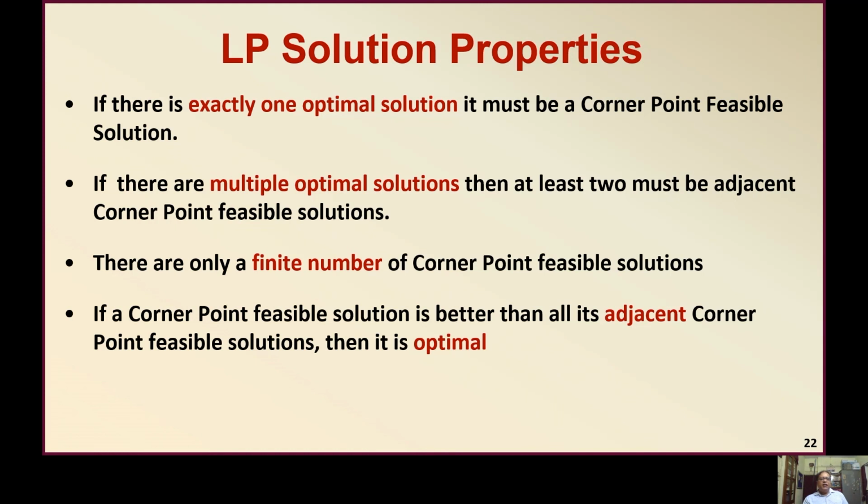If there is exactly one optimal solution, it must be a corner point feasible solution. If there are multiple optimal solutions, then at least 2 must be adjacent corner point feasible solutions. There are only a finite number of corner point feasible solutions. If a corner point feasible solution is better than all its adjacent corner point feasible solutions, then it is optimal.